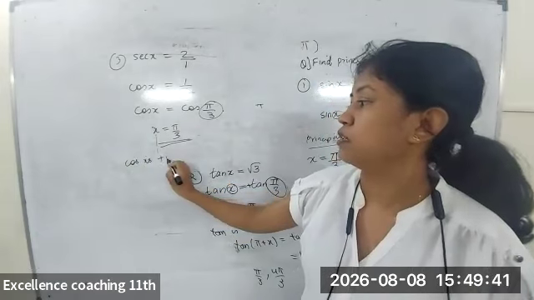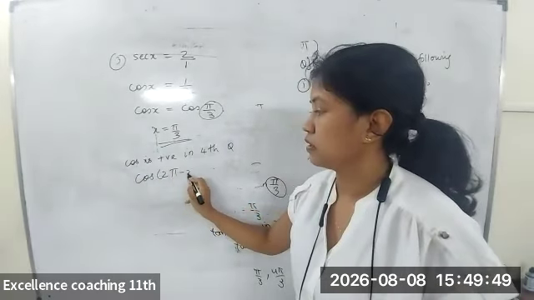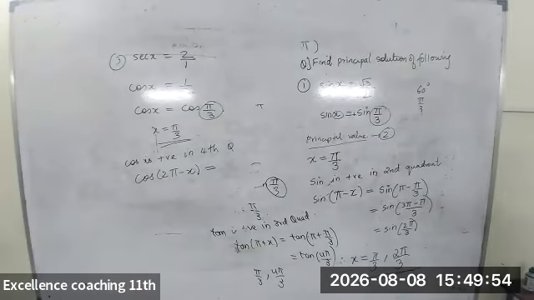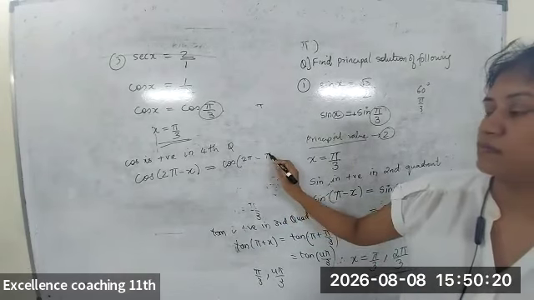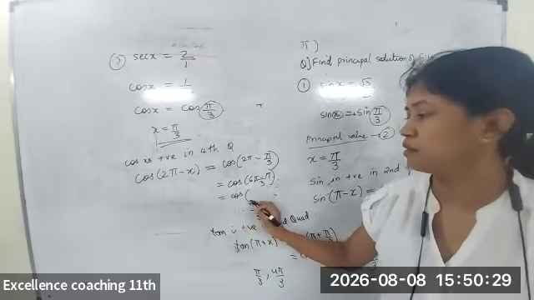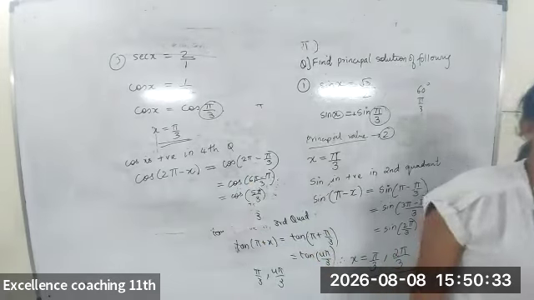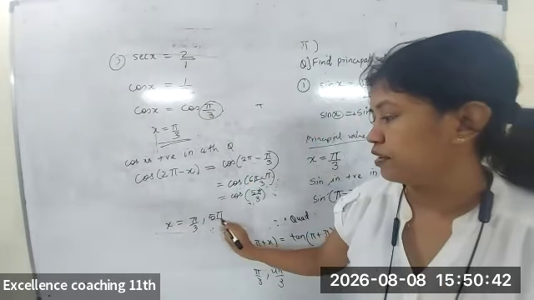Cos is positive in which quadrant? Fourth quadrant. So what do you have to take? Cos of 2 pi minus x. Put the value of x as pi by 3 and calculate. So you get 5 pi by 3. So your two values are pi by 3 and 5 pi by 3.